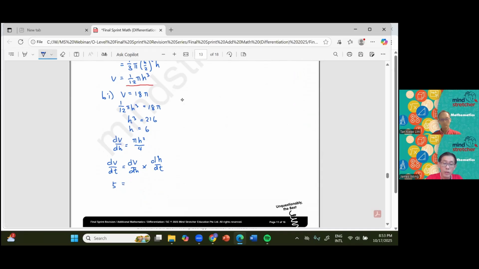And do I know my dV/dH? Yes, I know, right? From the earlier part, I can know the value of dV/dH when it corresponds to the height of 6. So from here, I can substitute this value. So this is pi H, I will put down as 6, over 4, and then multiply by dH/dt.